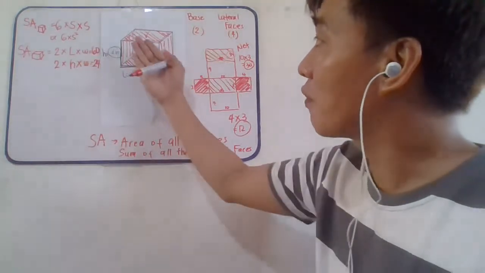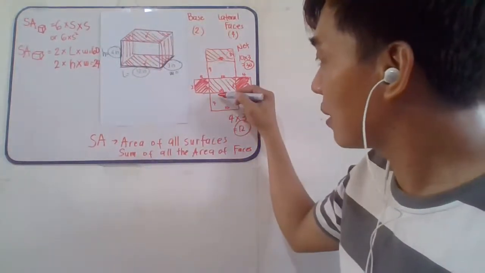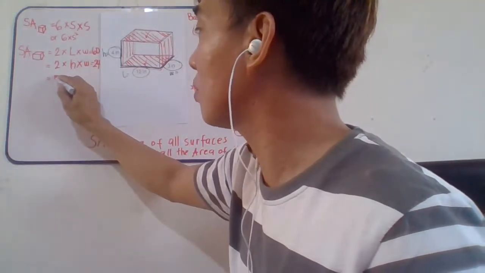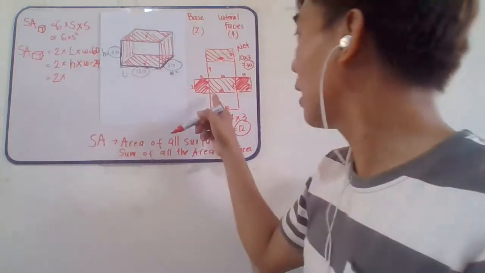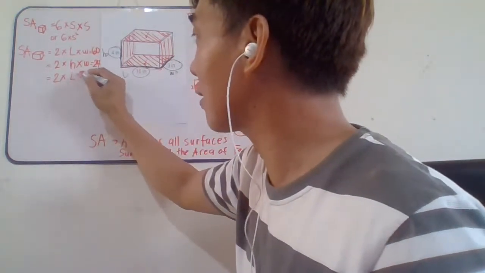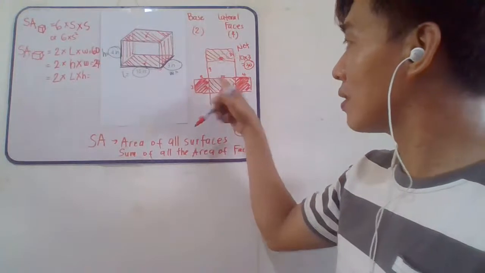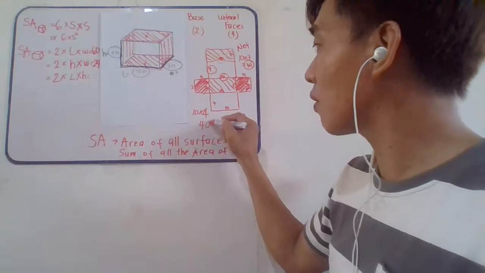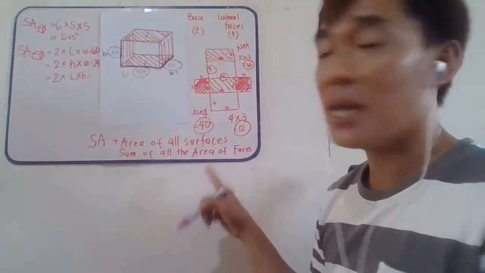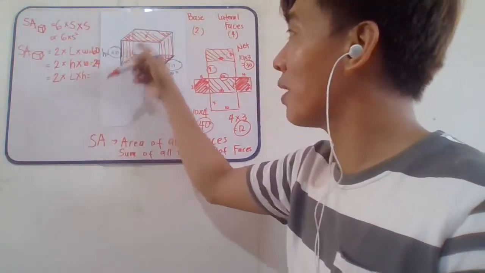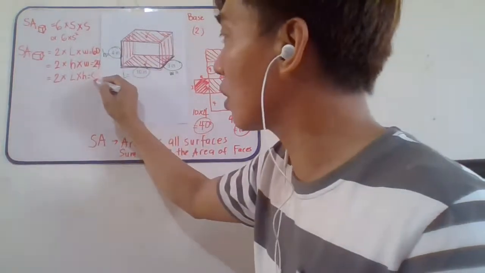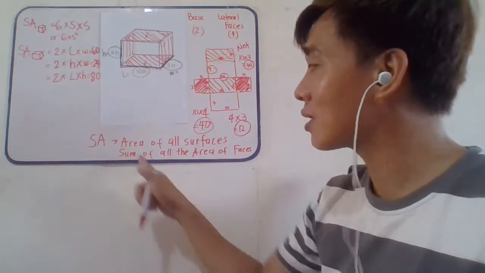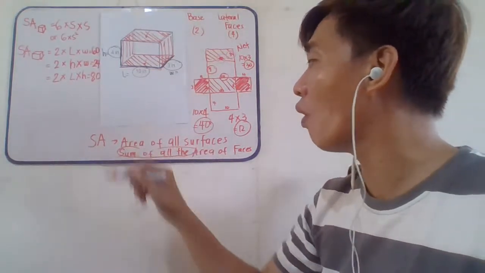And finally, the front and the back. Okay, the front here, that is equal to 2 length times height. So the length here is 10 times the height, which is 4. So that will give us 40. But 2, because that is front and back, so that is equal to 40 times 2, that will give us 80. Okay?